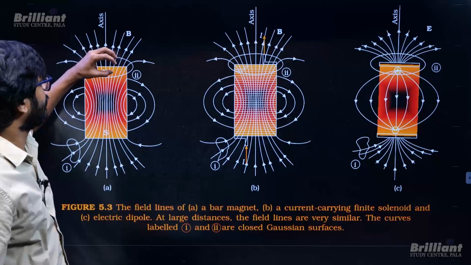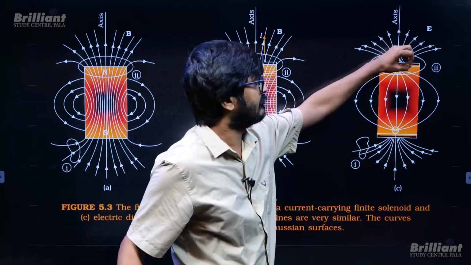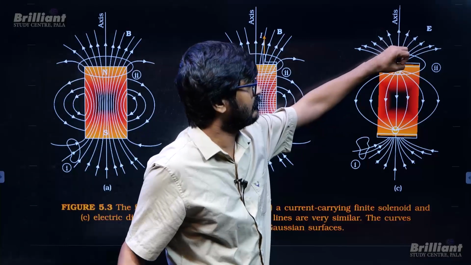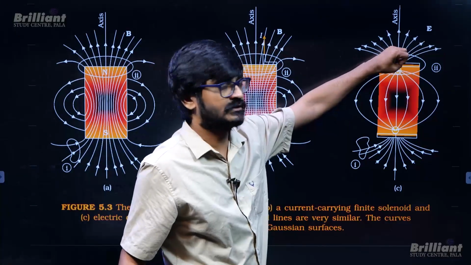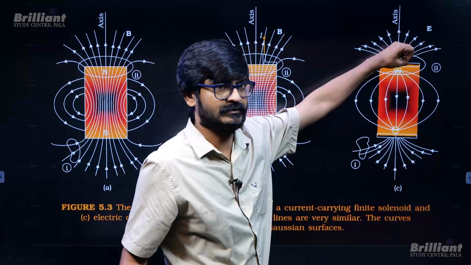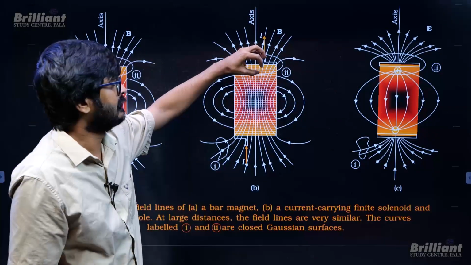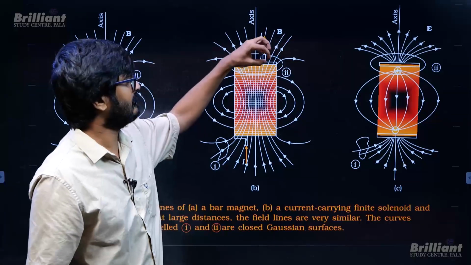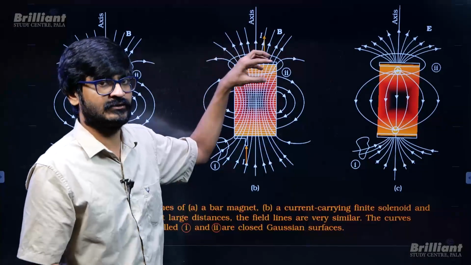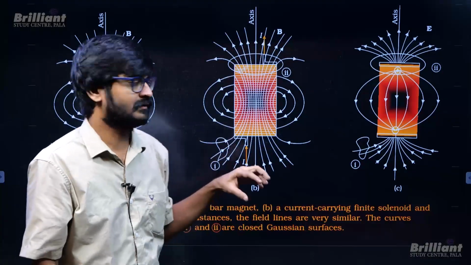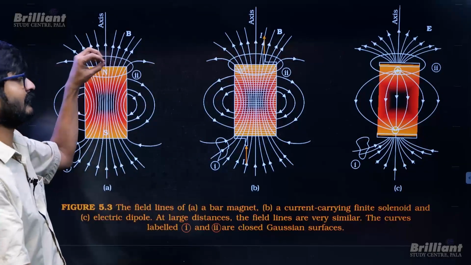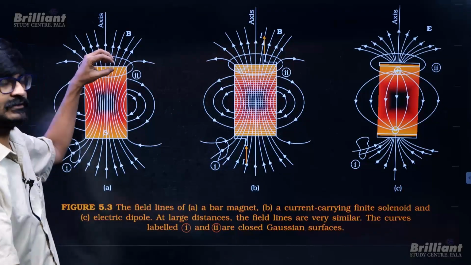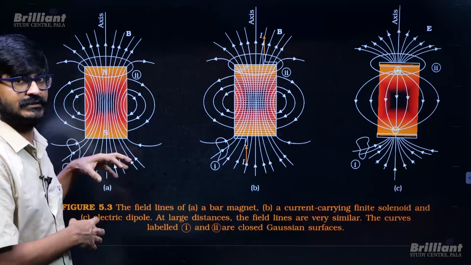Now here if you take, total flux is leaving, so magnetic charge enclosed is positive, like in electrostatics, right? Now if you take here, there is some flux entering and the same amount of flux leaving, so total flux is 0. If the total flux is 0, total magnetic charge enclosed will be 0. Similarly, if you take here also, total flux is 0, so total magnetic charge enclosed is 0.